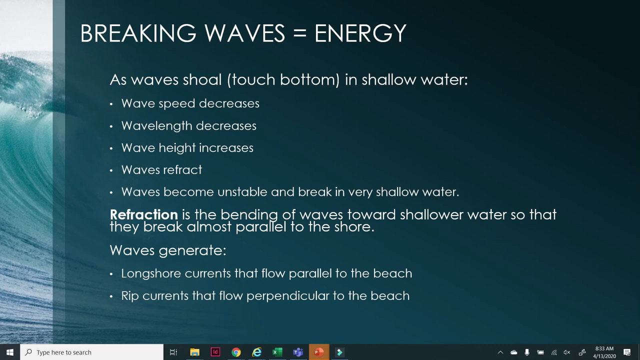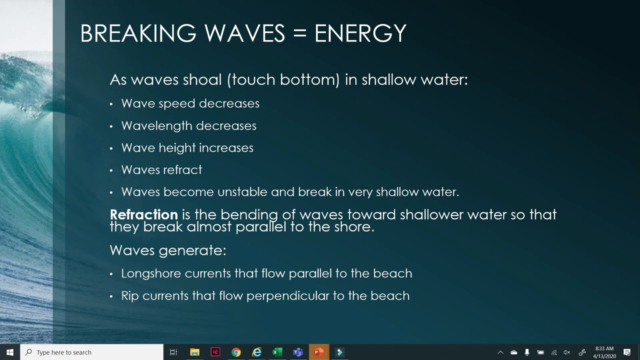All right. Remember that waves refract, okay? And refraction is when waves bend. And this happens because of the friction on the bottom. And when they bend towards shallower areas, okay? So they break typically very parallel to the shore. Even if they come towards shore at an angle, they start to turn towards shore when they actually break, okay? Waves eventually become unstable and break in very, very shallow water. So these are sort of the basics of how waves behave.